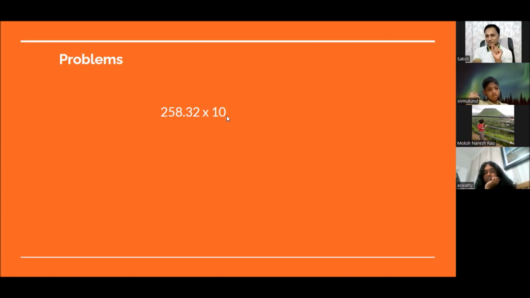So when you multiply with 10, there is one 0. This decimal will shift to the right by one place. When the decimal shifts, what happened? The value increases. Right? Here this was 258.